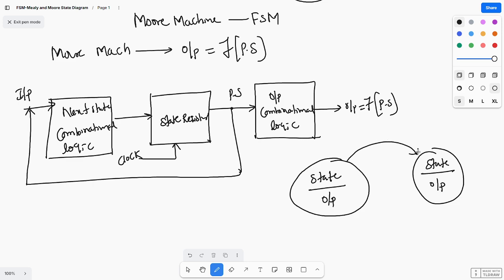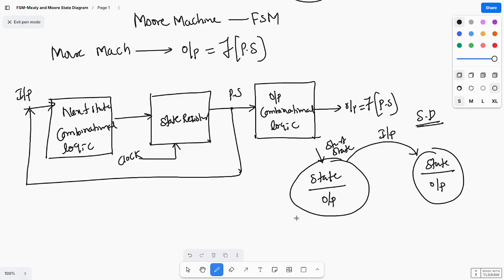Here this arrow marker is nothing but input, and this is the start of state or reset state. So this is the state diagram representation for the Moore machine. So this is about the Moore machine.